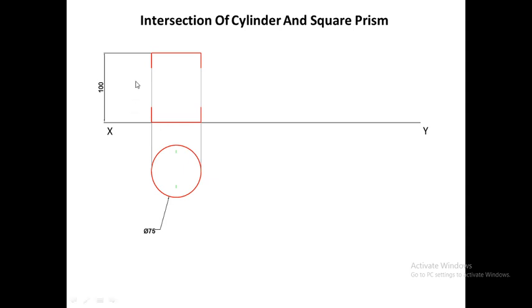Again you can see here that this portion is kept light because it will be removed when the horizontal square prism is inserted inside the vertical cylinder. In order to insert the horizontal square prism inside this vertical cylinder, a hole has to be made inside the cylinder, and while making the hole, this portion of the cylinder will be removed. Hence this part from here to here is kept light, whereas this part which will remain even after intersection is kept dark.